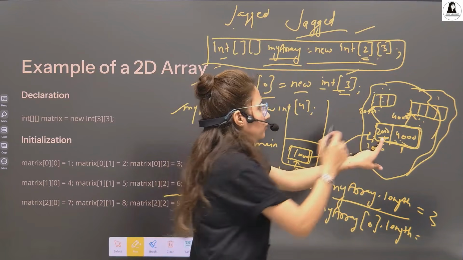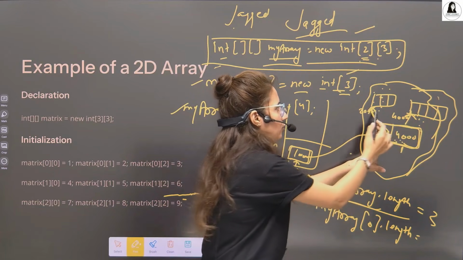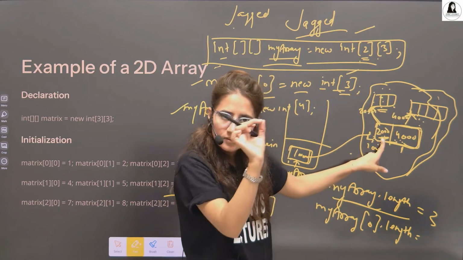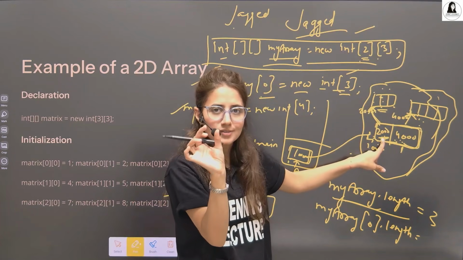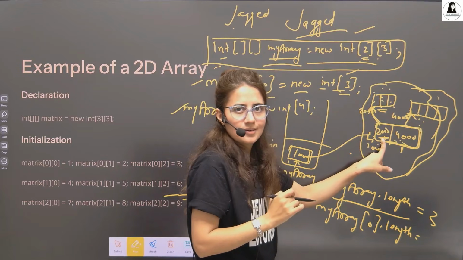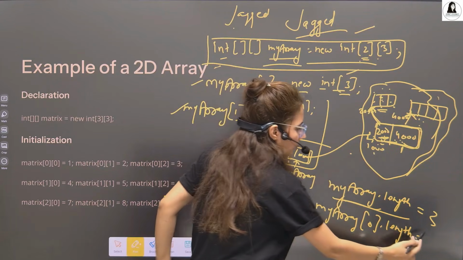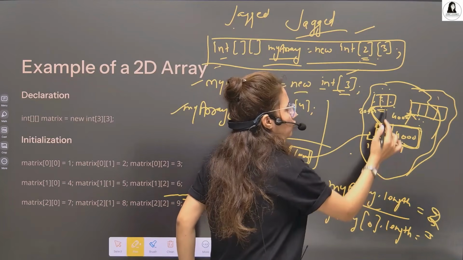So reference, it is referring to here. The actual object is this. So the length is how much data can be stored here. The boxes are there: 1, 2, 3. So basically it will give you the number of columns in each row. So it will give you 3, 2 and 3.